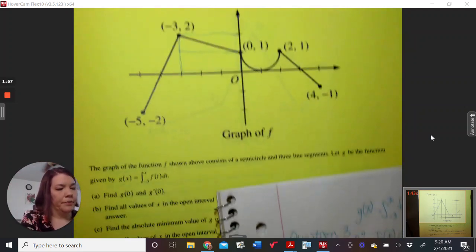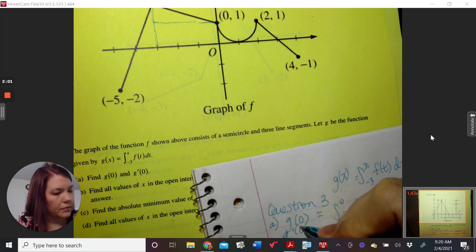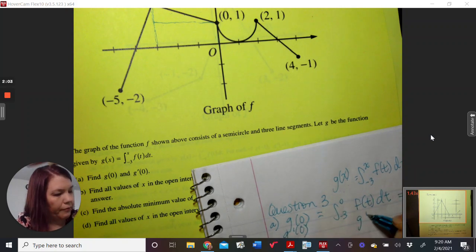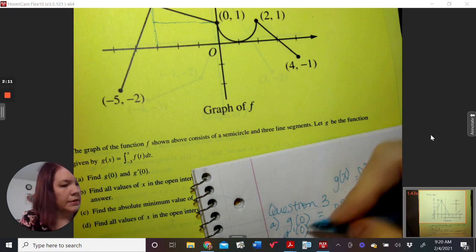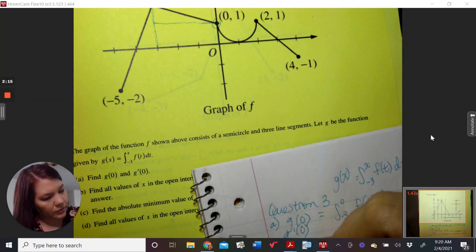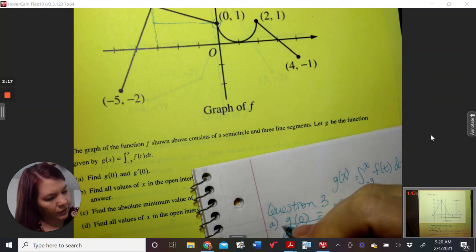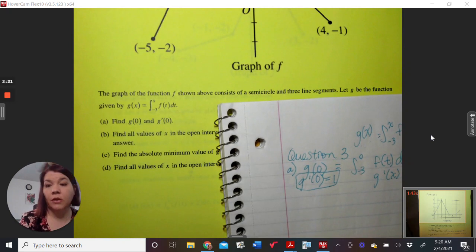Okay, g prime of 0 means I need g prime, which is equal to f of x. So what is the value at 0? The value at 0 is 1. And again, if you want a better explanation, watch my last video, or actually video 1.